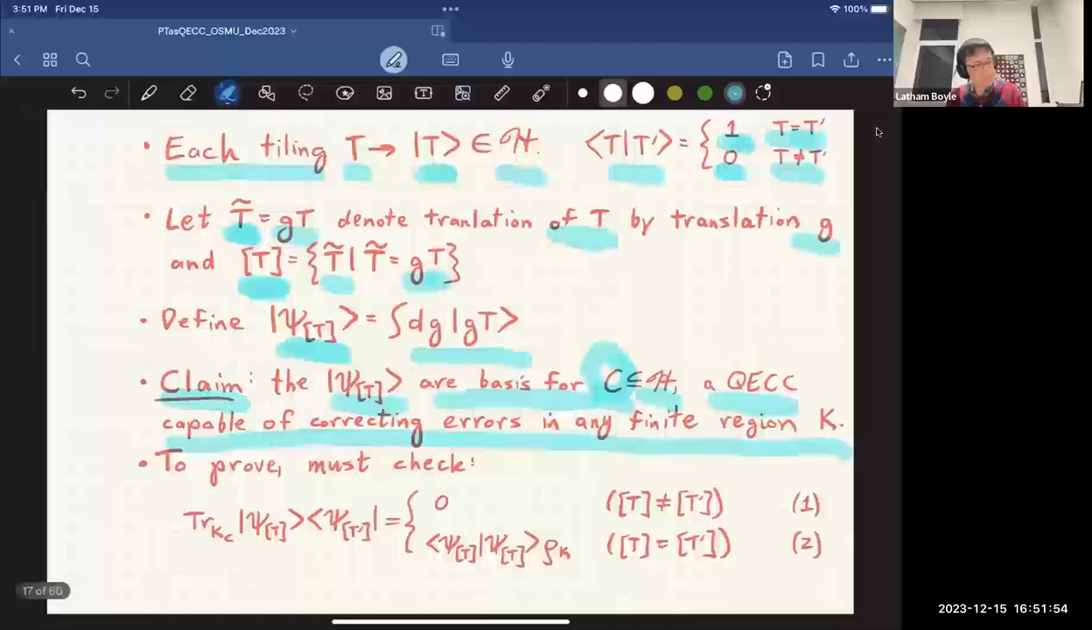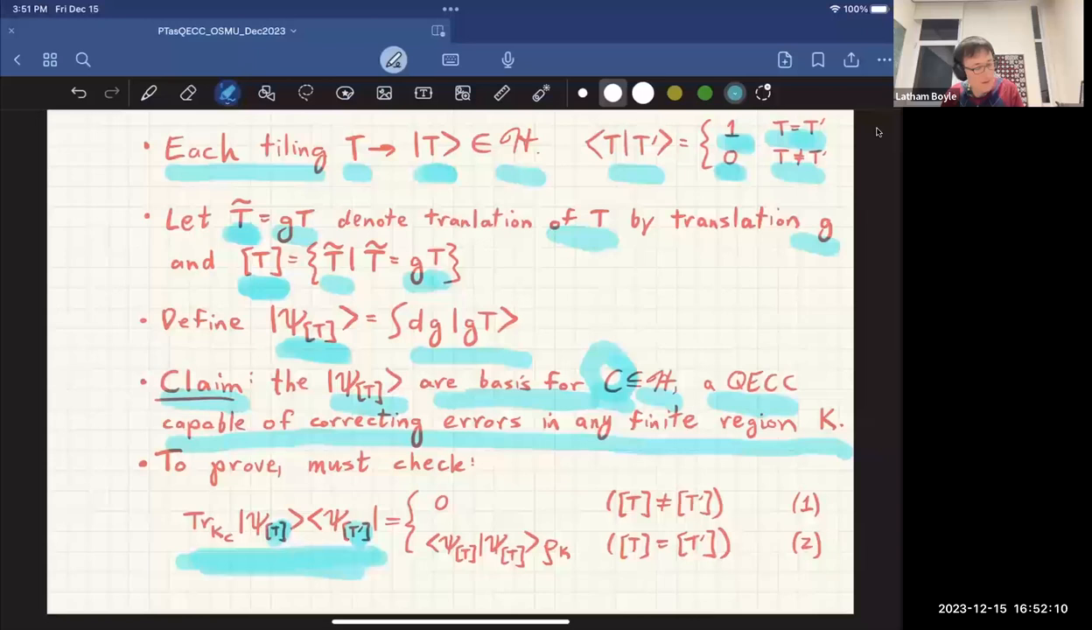In this context, it means we need to check two different things. First, we need to check that this quantity evaluates to zero when the equivalence classes are not the same. That's condition one. And then when they are the same, we want the result to be proportional to a density matrix that is independent of the equivalence class T and only depends on the geometry of the finite region K. That's condition two.